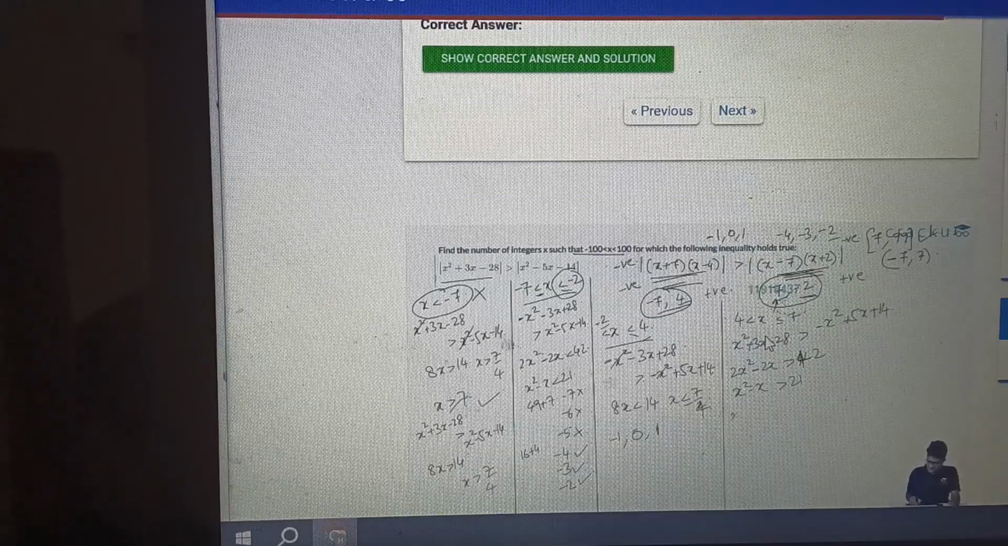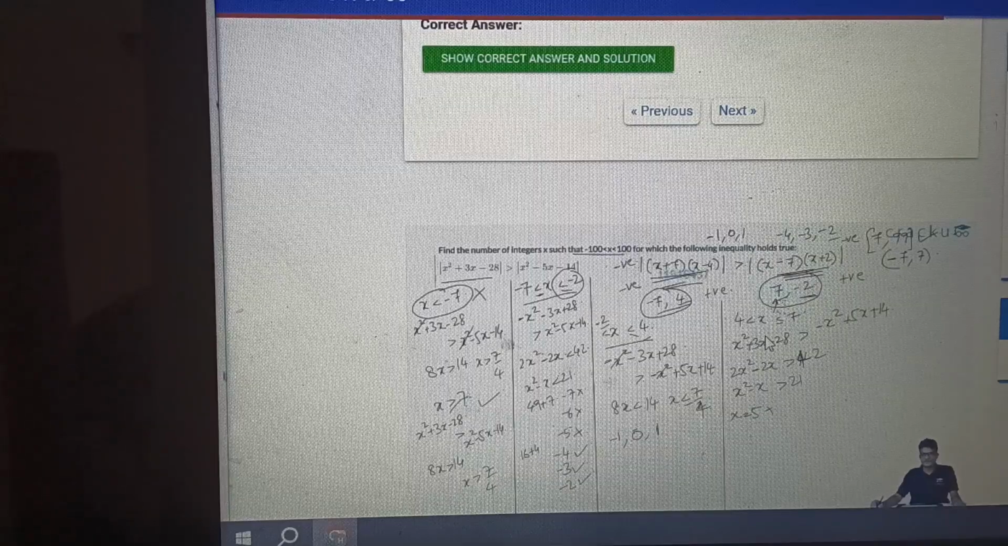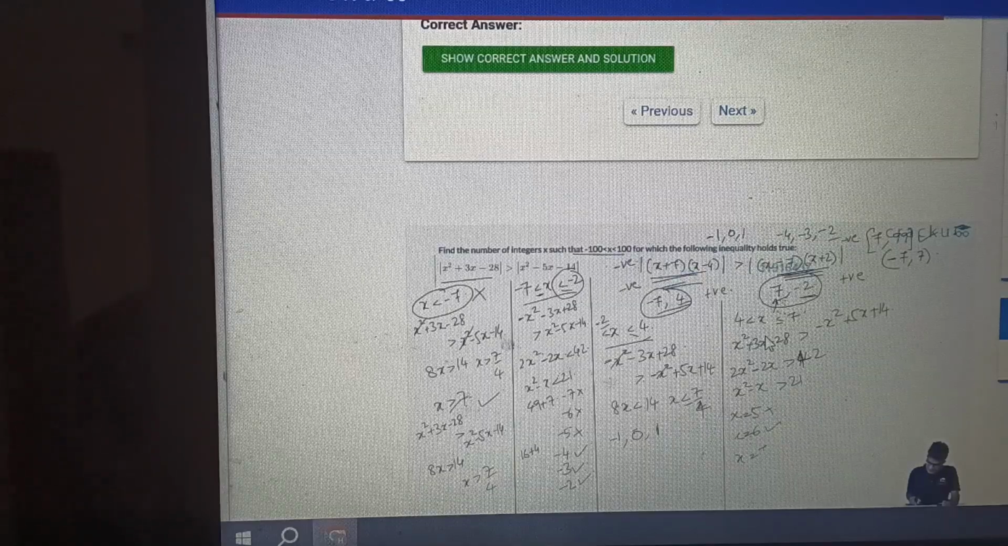When x is equal to 5, this will not hold true because x square minus x will be 25 minus 5, which is equal to 20. But it will hold true when x is equal to 6 and it will hold true when x is equal to 7. Again, as we have seen earlier.